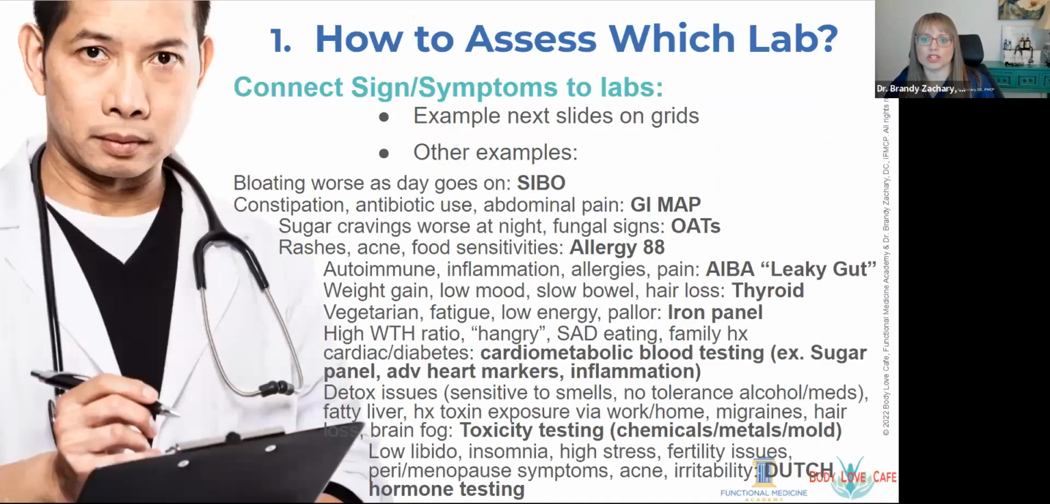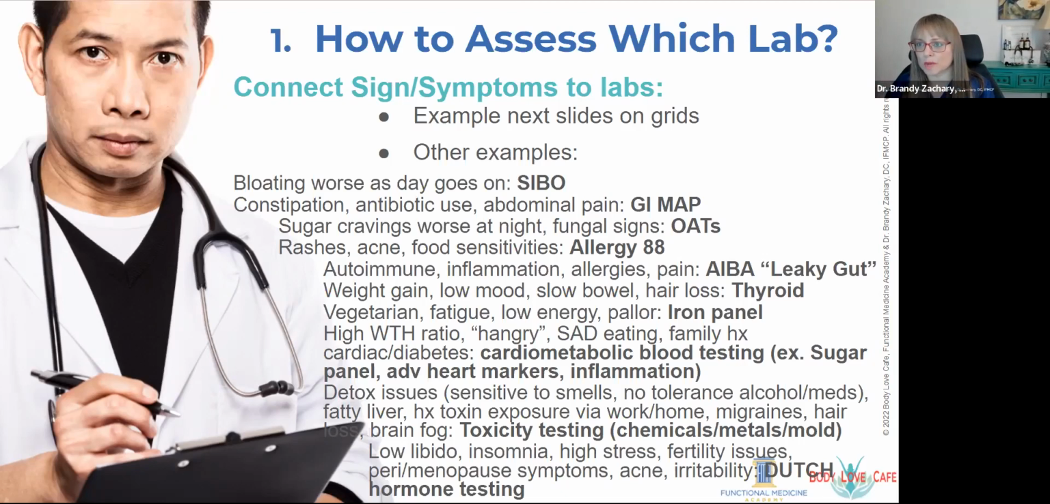All right, how to assess which lab. You want to connect the signs and symptoms from the patients in the interview, in the history. Our intake, by the way, I shared in FMA1 in detail. We spent years building it, and probably 30 different functional medicine and nutrition practices' intakes went into that, plus our experience. How could we get everything we needed to know and make it as small and manageable as possible, and efficient so your eye could go through it?